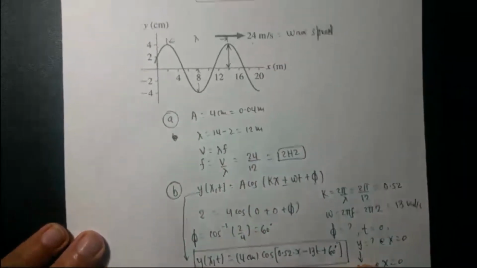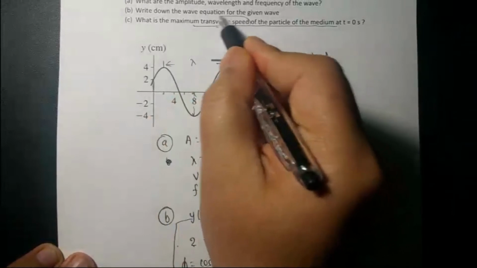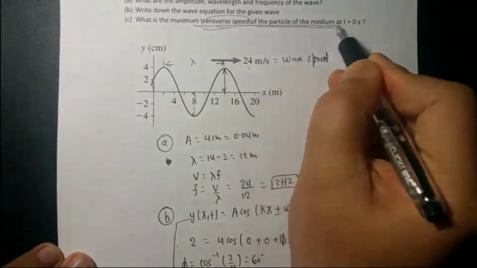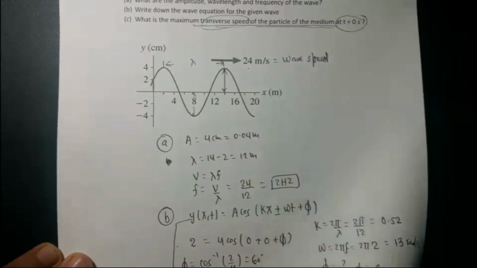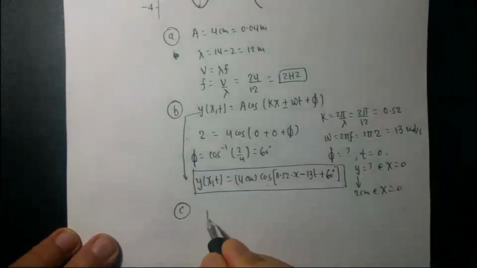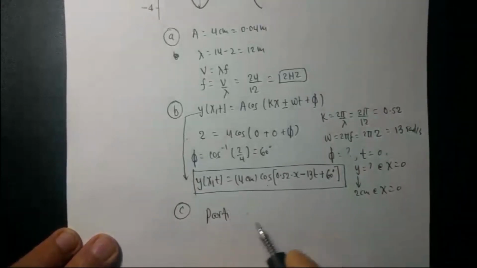Next is, what is the maximum transverse speed of the particle of the medium at t equals 0? So again, to find the transverse speed, right?